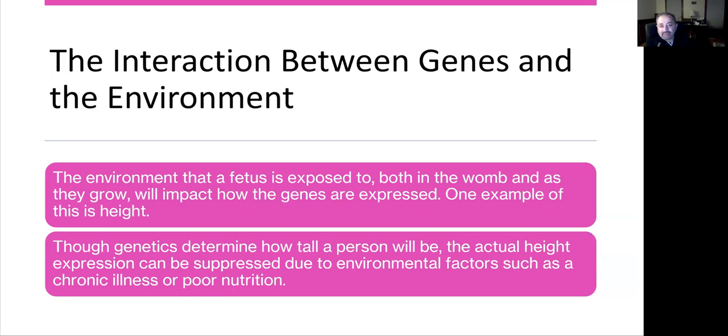One example is height. Though the genetics determine how tall a person will be, the actual height is expressed and can be suppressed due to environmental factors such as chronic illness or poor nutrition. So although the genetics gives you the blueprint for what height a child can have, it can be suppressed by environmental factors.